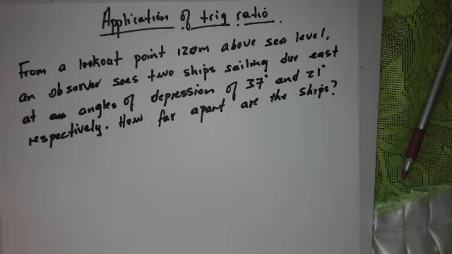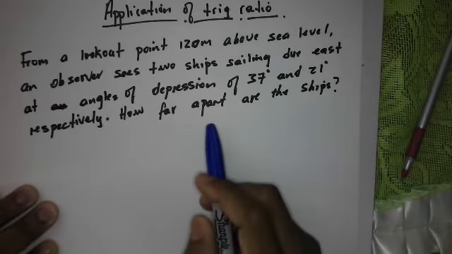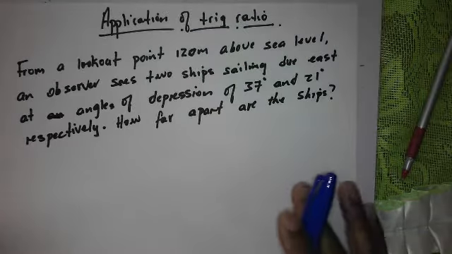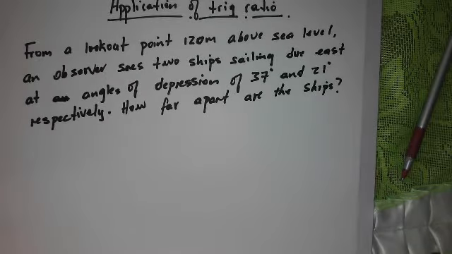From a lookout point 120 meters above sea level, an observer sees two ships sailing due east at angles of depression of 37 degrees and 21 degrees respectively. How far apart are the ships? There are several ways you could do this question, but the focus is using the trig ratio. So let's do that. Again, you're going to draw a diagram to represent the information here.